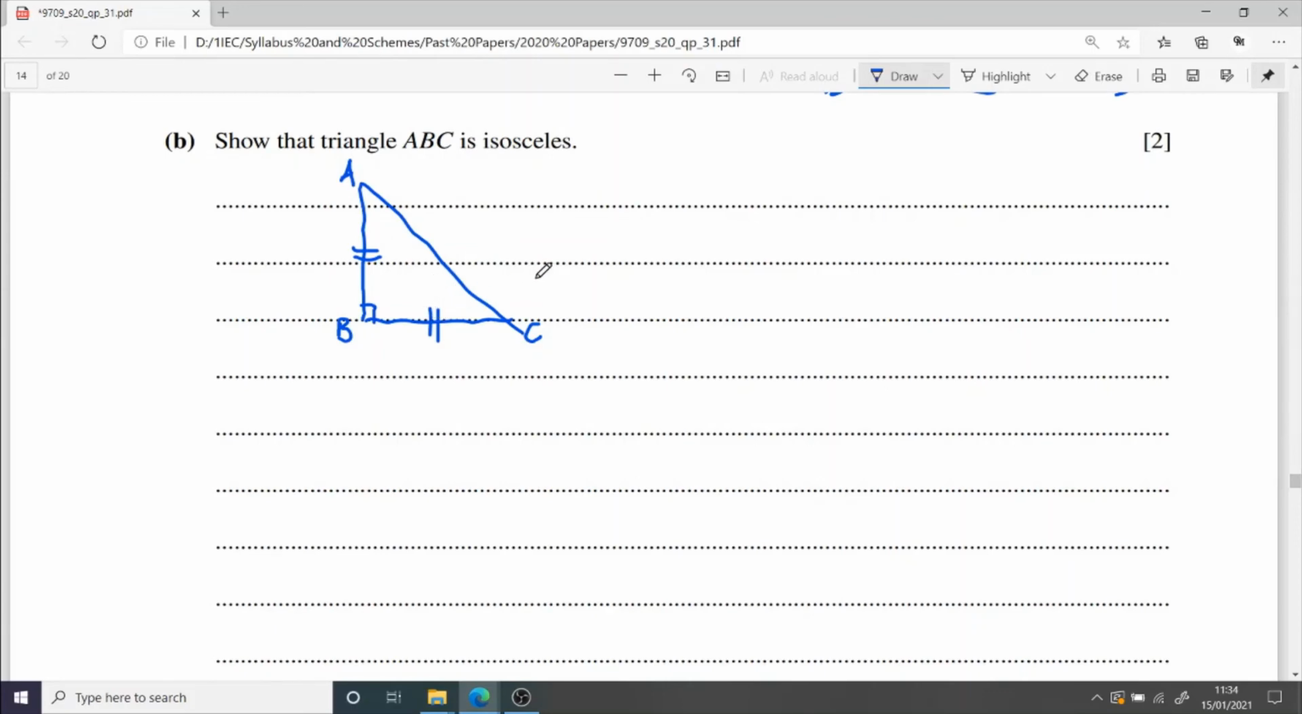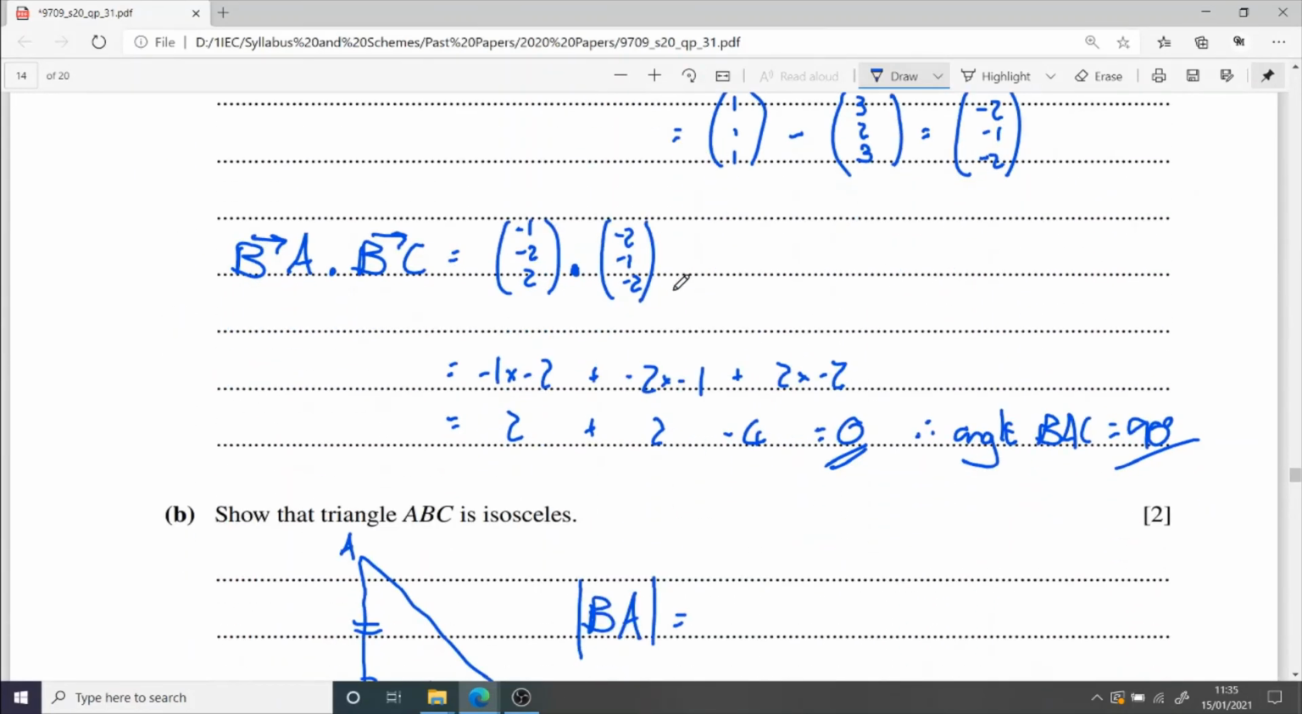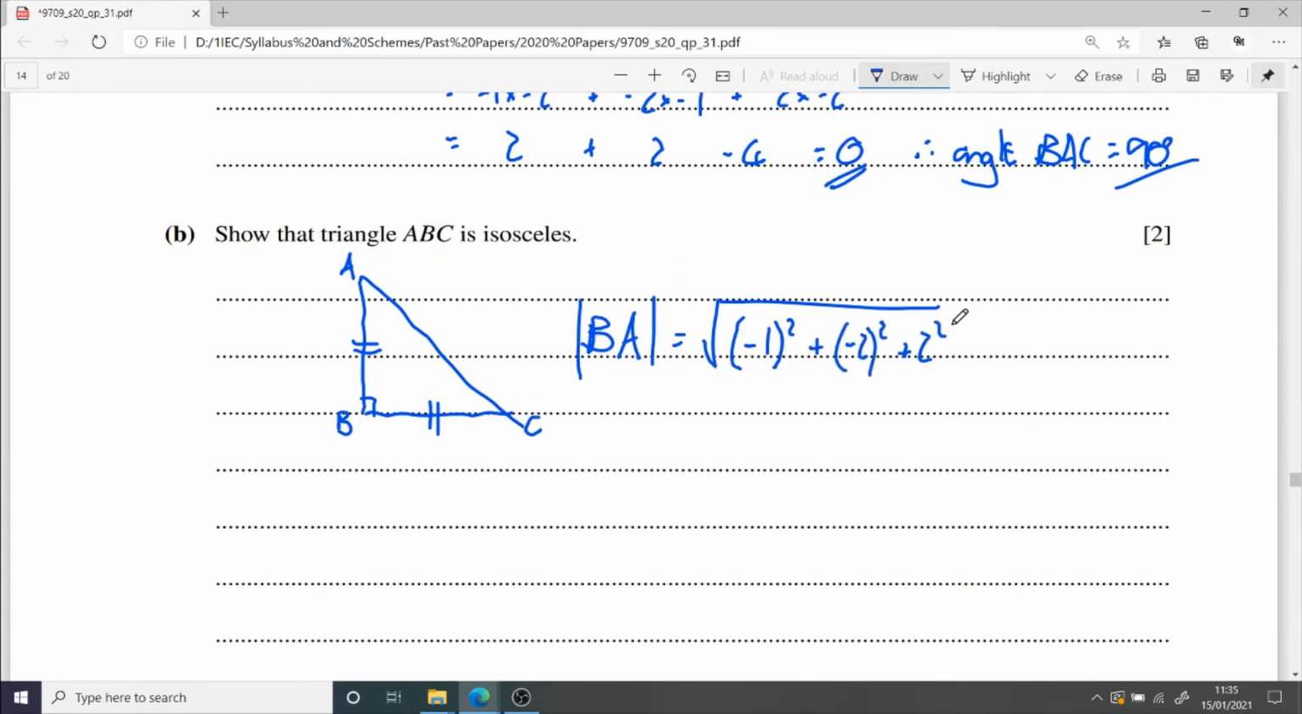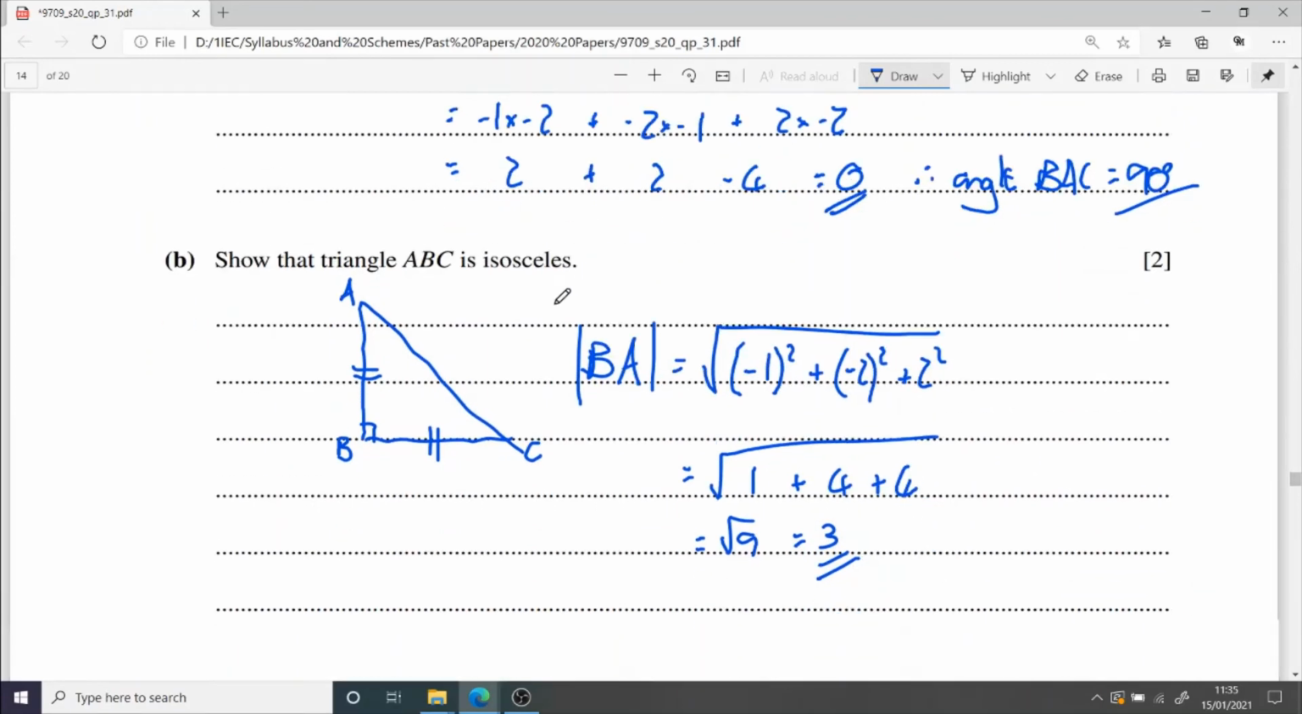So what we're now going to do is find the length of these two vectors, the magnitude of the vectors. So let's find the magnitude of the vector BA from our previous part of the question. BA was -1, -2, 2. So to find the magnitude of that, that's -1 squared, -2 squared, plus 2 squared. I'm just going to double check those numbers. Yeah. So that is equal to the square root of 1 plus 4 plus 4. So the square root of 9, so 3.